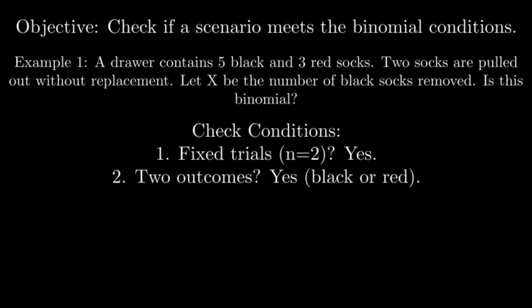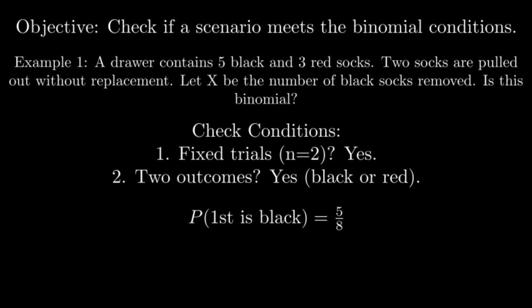Now for the third and fourth conditions, which are related. Are the trials independent, and is the probability of success constant? Let's think about the probability of success on the first trial. There are 5 black socks out of a total of 8. So the probability of the first sock being black is 5/8.